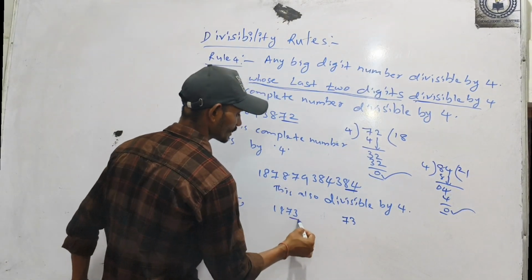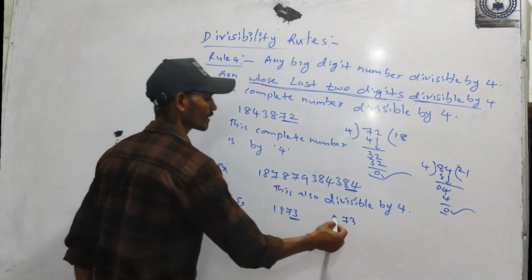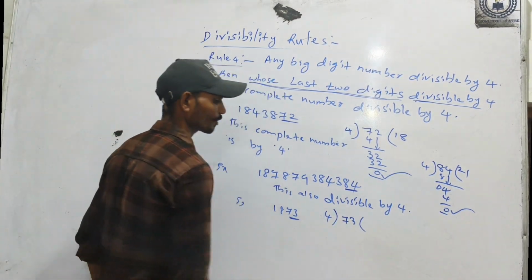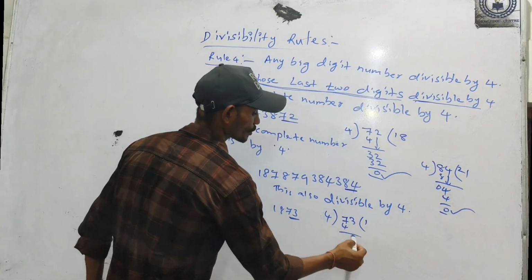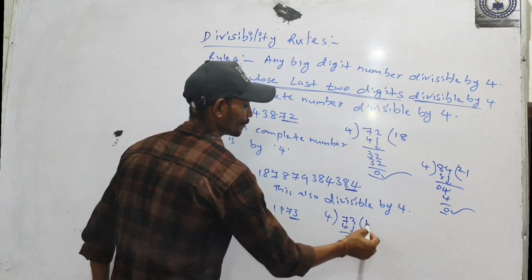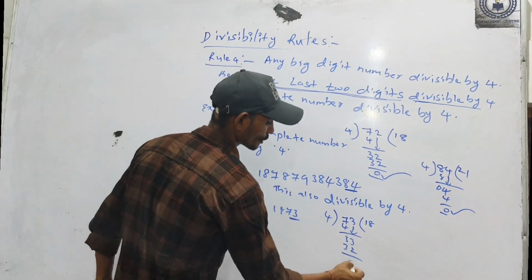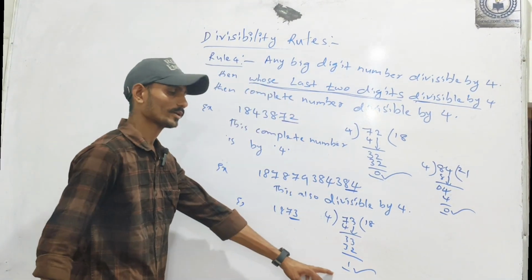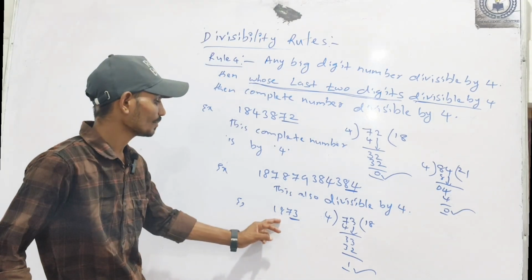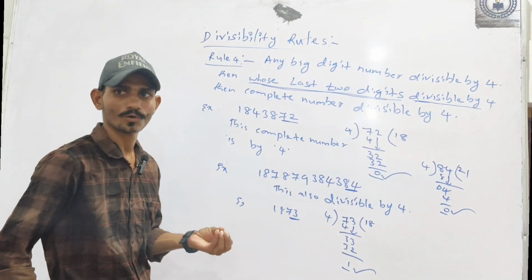What is the condition? First check whether the last two digits are divisible by 4 or not. 4 ones are 4, so you get remainder 3. 4 eights are 32, so the remainder is 1. When the remainder is 1, then this complete number is not divisible by 4.